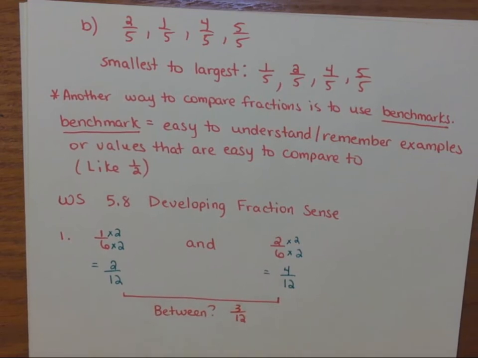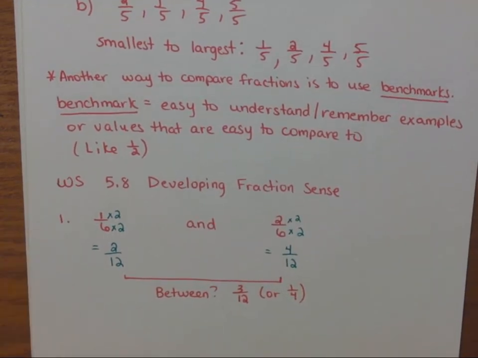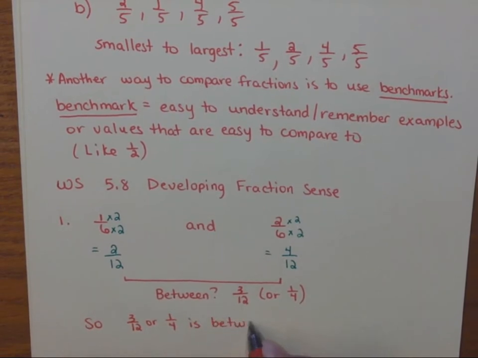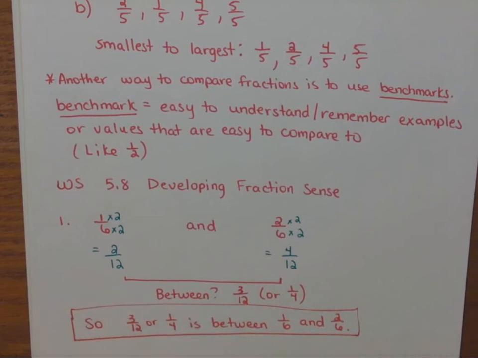3/12. Now, it would be up to you as the teacher if you would have your students reduce that to 1/4. I'm always going to want you to give me the reduced answer, but honestly, when you're first teaching concepts of fractions, I might not have them reduce that. So the answer is 3/12 or 1/4 is between 1/6 and 2/6. I say the answer, but that's actually just one answer. I could have just as easily multiplied the denominator by 3 and done the same to the numerator, and then I would have had a completely different answer. So there's actually an infinite number of answers I can have here.